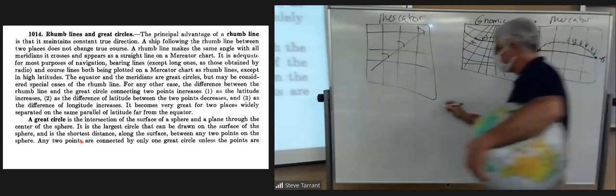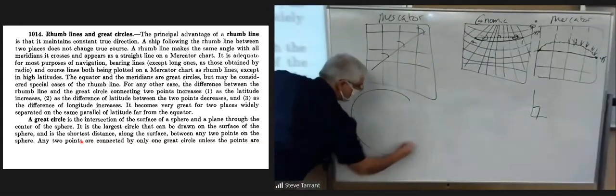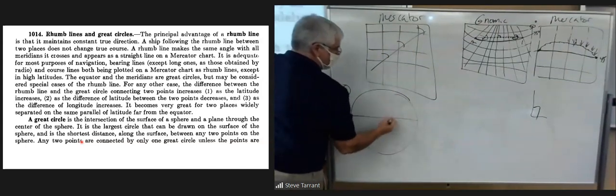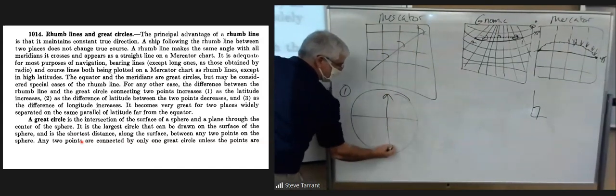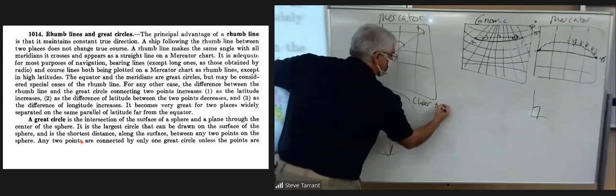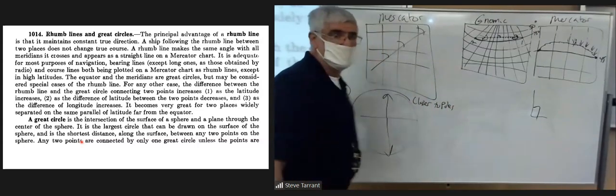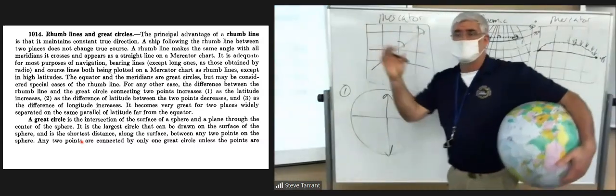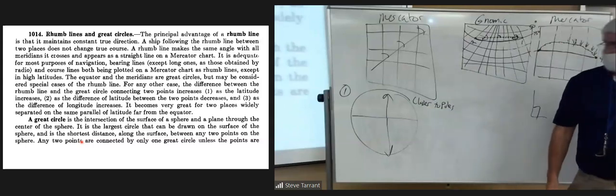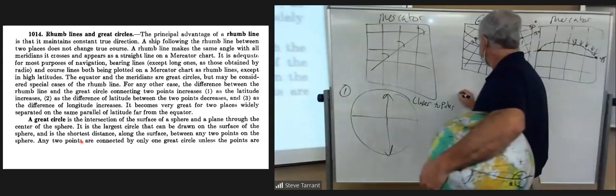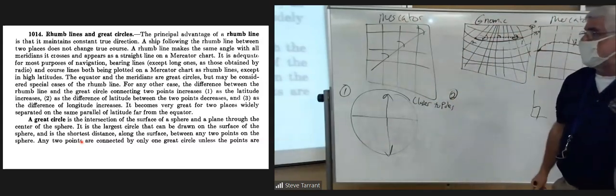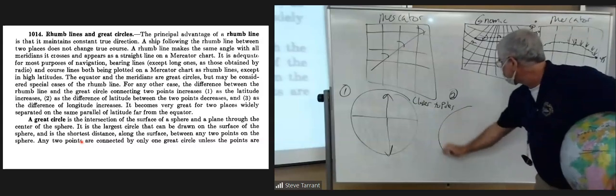Let's take the first one. One: as your latitude increases, that means closer to the poles. The closer your voyage is to the poles, the more potential savings you could have doing a Great Circle. Number two: the difference of latitude between the two points decreases.